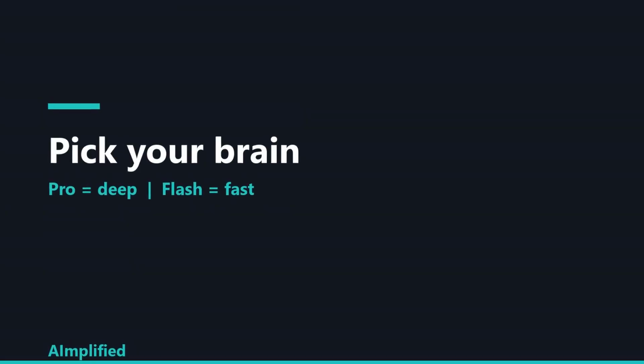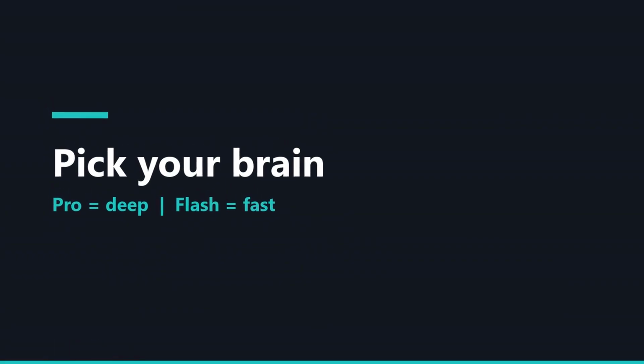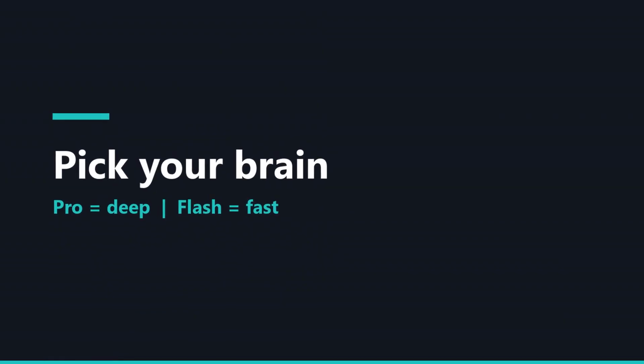On the right side, you pick your model. The Pro model is the deep thinker. Use it for hard problems, long documents, and code. The Flash model is the speed demon. Perfect for everyday questions and quick summaries. Paid chatbots lock you into one brain. Here, you get the whole roster.